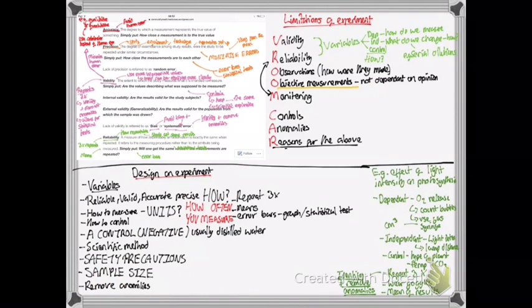Discuss sample size, so you want to use as large a sample as possible to make your results more valid and reliable when you make these means. And the final thing is removing anomalies, which I've already spoken about.